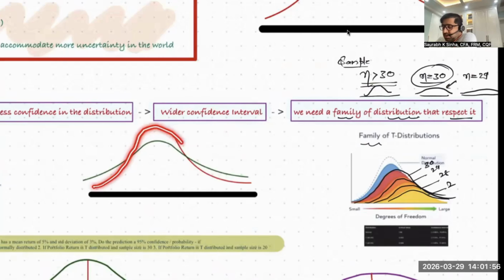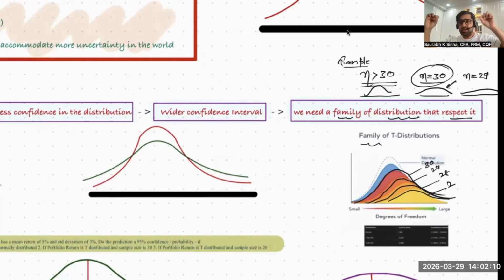If this red curve is normally distributed, then what you have to do is pull the left and the right tail of this distribution. Assume this is a string and you're pulling the left and the right tail of the string. What will happen? It will approach the green distribution. Now, this green distribution is one of the t distributions from the family of t distributions.